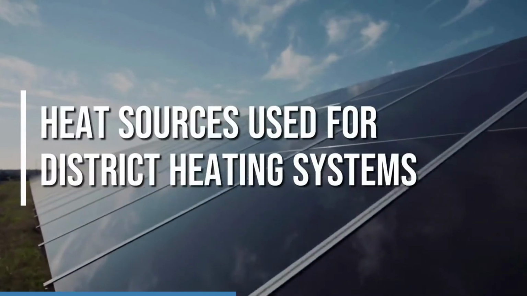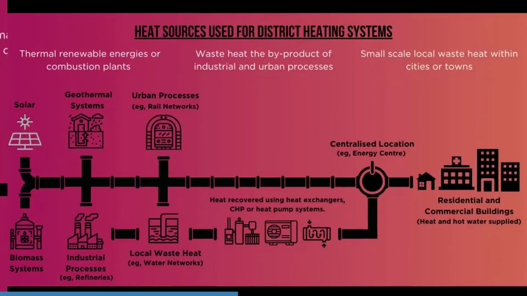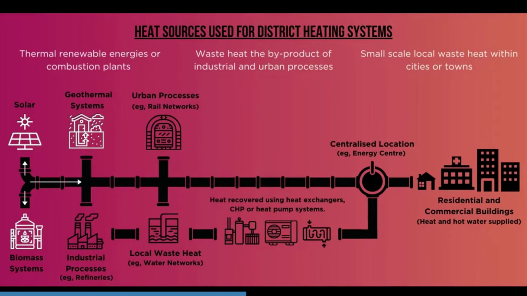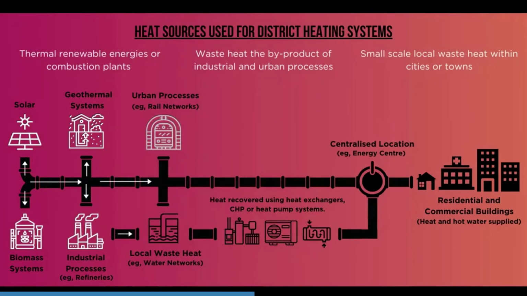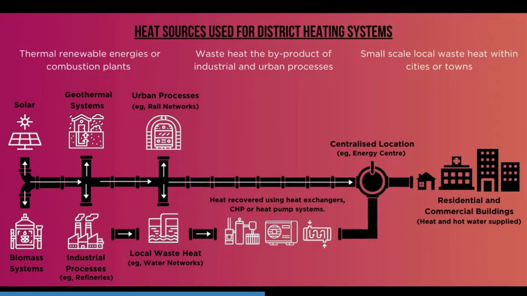Heat sources used for district heating systems. District heating can be fed by various heat generation sources. Heat produced by thermal renewable energies or combustion plants such as biomass, geothermal systems or solar thermal arrays. Waste heat, the byproduct of industrial and urban processes, cement industries, refineries, food processing, chemical industries, underground rail networks, etc., can be recovered using heat exchangers, CHP or heat pump systems. Small-scale local waste heat within cities or towns from the likes of data centers, manufacturers, water networks, sewers and subway tunnels.